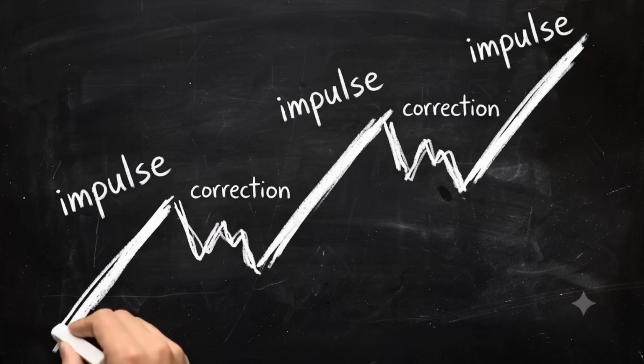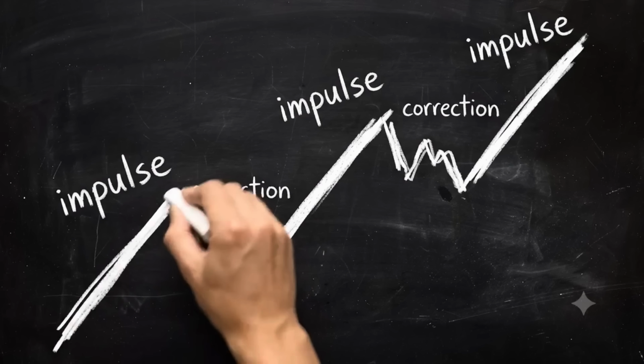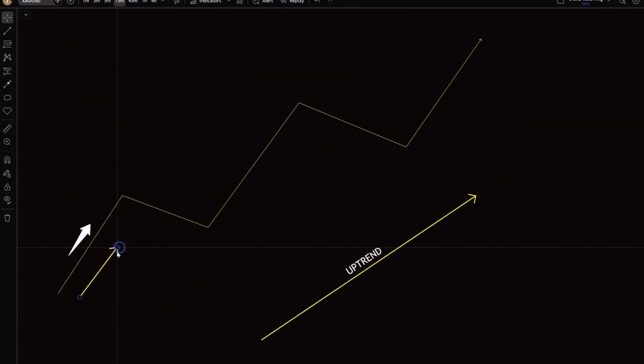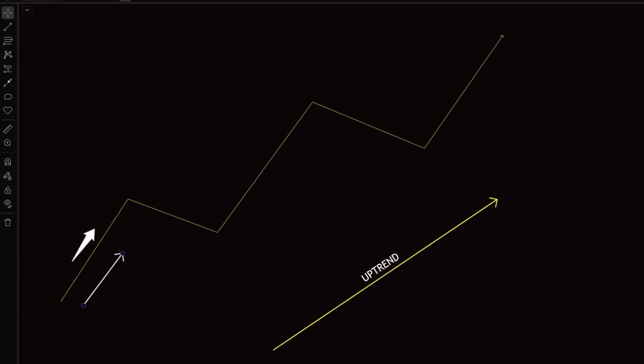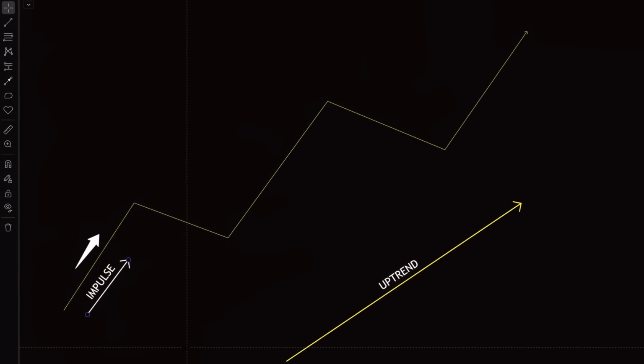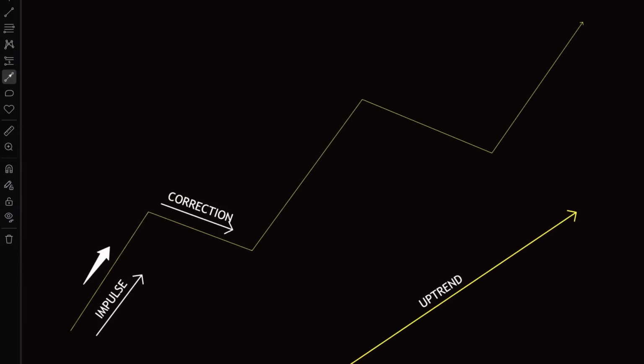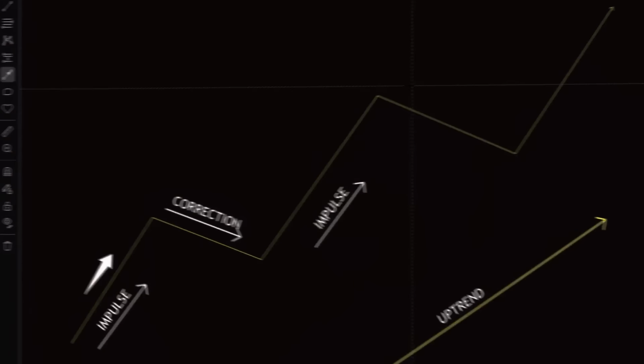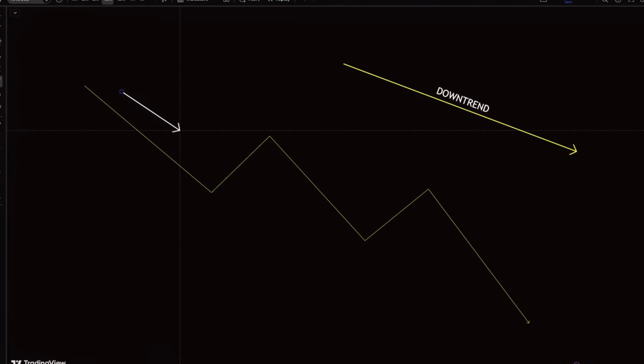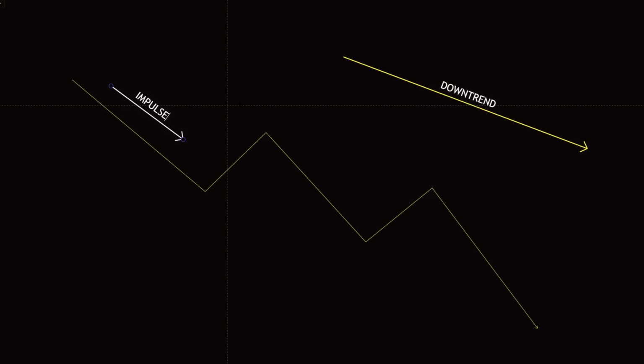Once direction is clear, we move into something more important: how price actually behaves inside the trend. This is where a lot of traders get lost because they see one continuation move and assume it's random. It's not. Every trend is made up of two repeating parts: impulse waves and correction waves. Impulse waves are the moves pushing the market in the direction of the trend. They're driven by strong participation, urgency, and momentum. In an uptrend, that's aggressive buying pushing price higher, and in a downtrend it's aggressive selling pushing price lower.